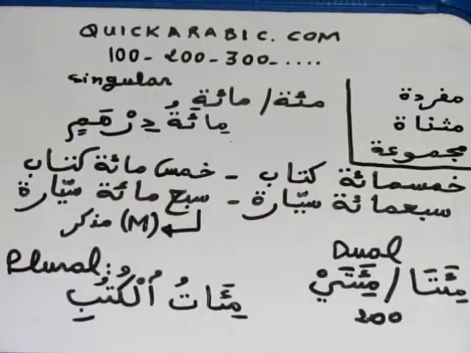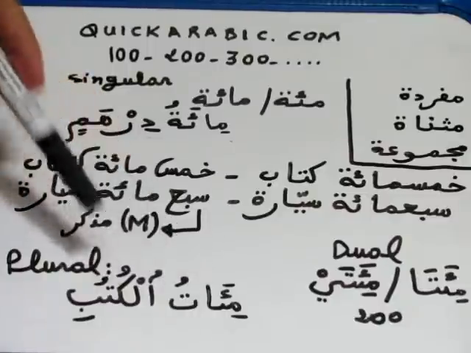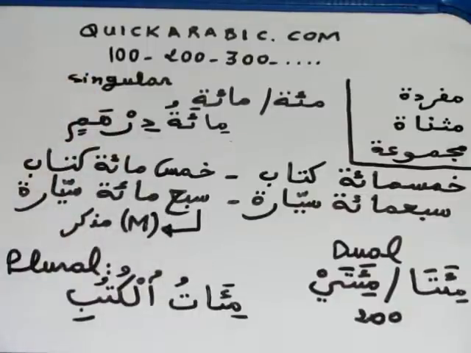Either singular or plural. The last one is plural, is mi'atul kutubi. Plural is only used when we don't know the exact number we're counting. If you say, like in English, 100 books, you know it's hundreds of books, but you don't know exactly how many hundred. You don't know if it's 200, 300, 400, but you know the number is in hundreds.